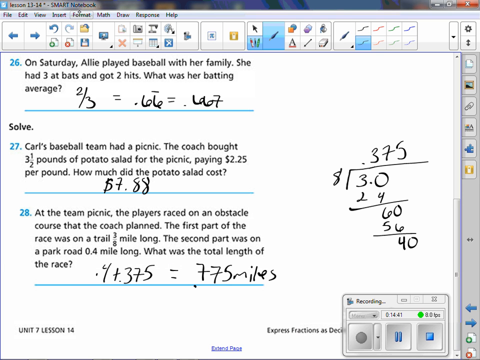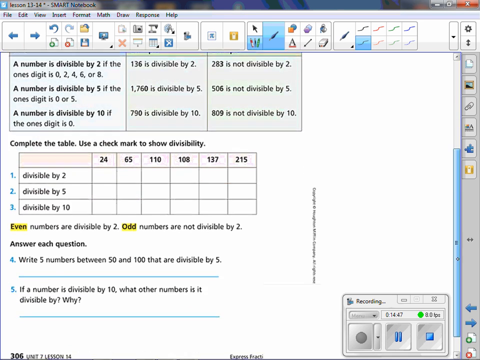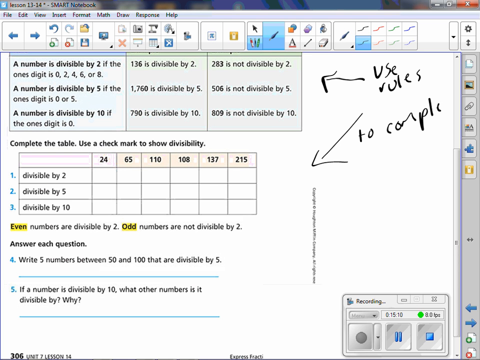Okay, there is a going further page on this lesson, and I do want you to do the compatibility chart right here. Okay, so I want you to try this out. Just want you to say whether they're divisible by 2, 5, or 10. Remember the rules for them. So the rules are up top here in this green and blue box. Use the rules to complete. Okay, and then we'll come back to class tomorrow and talk about them.